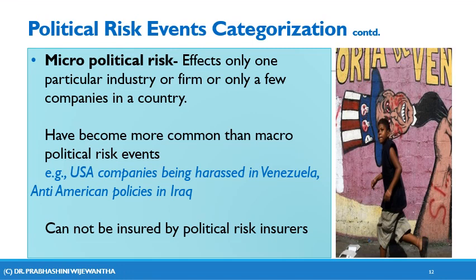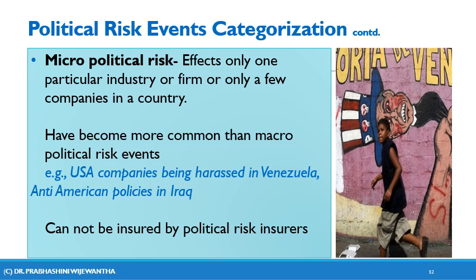The next category of political risk events, as we discussed previously, is micro political risk events. So what are micro political risk events? Micro political risk events are political risk events taking place in a particular country which are smaller in scale and affect only one particular industry or a firm or only a few companies in a particular country.